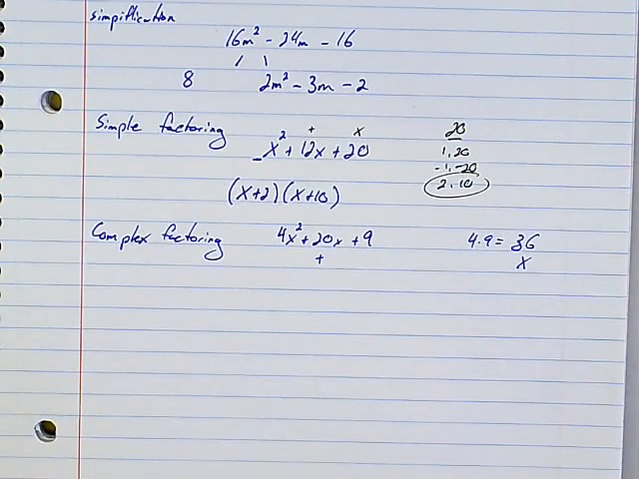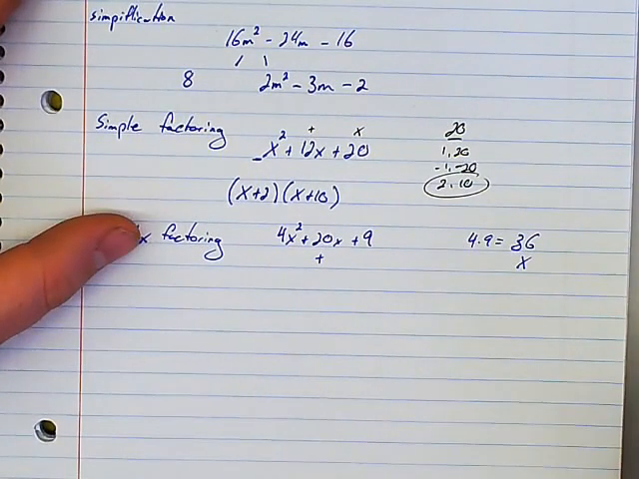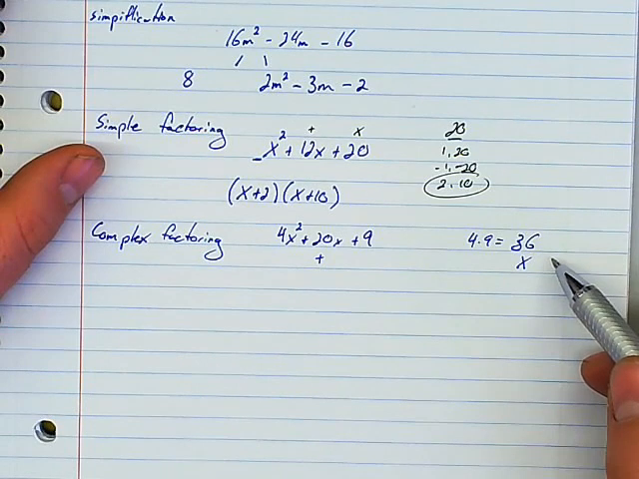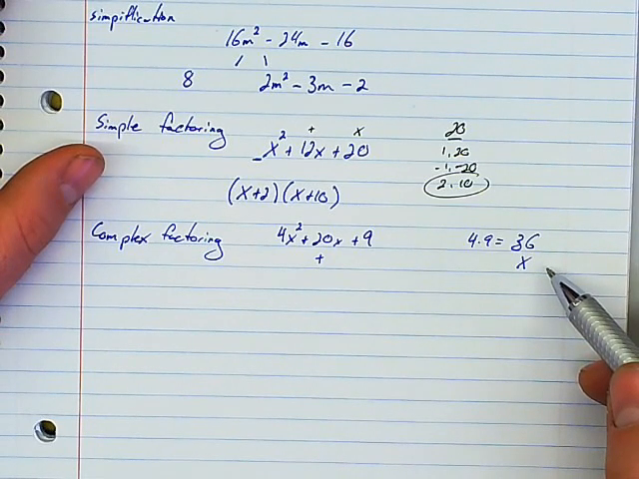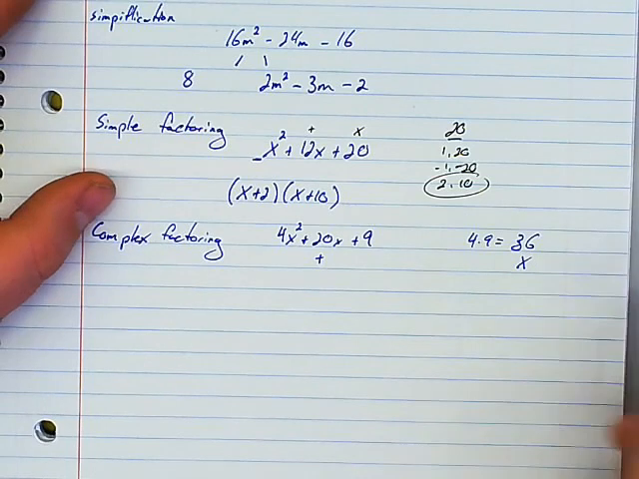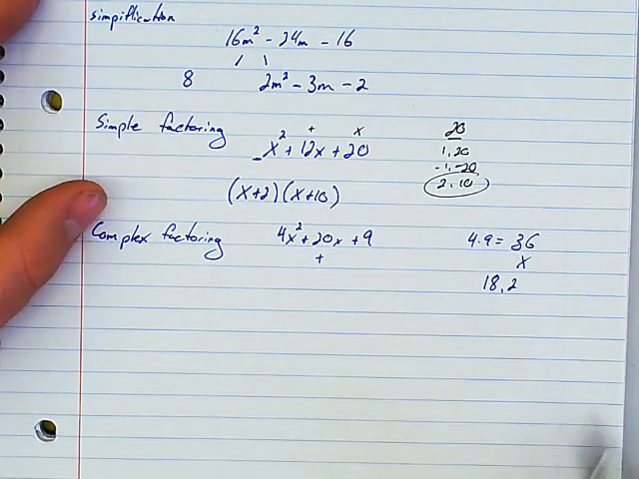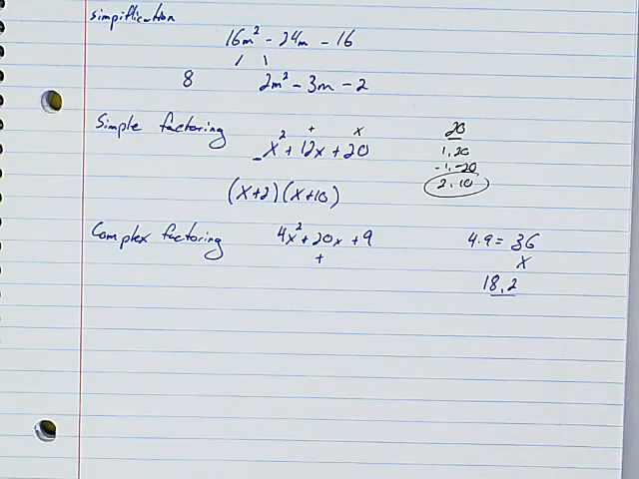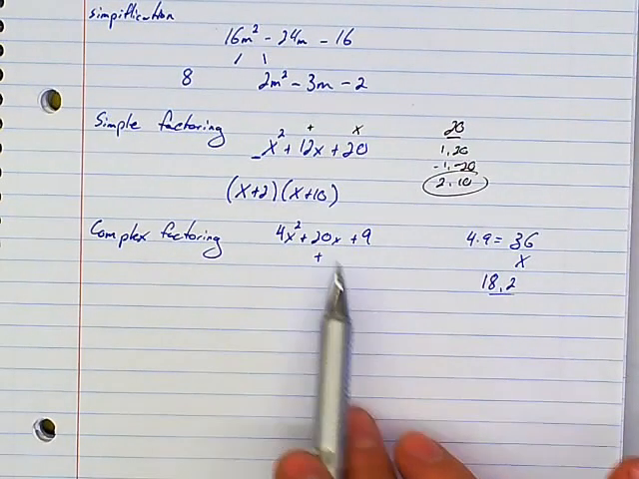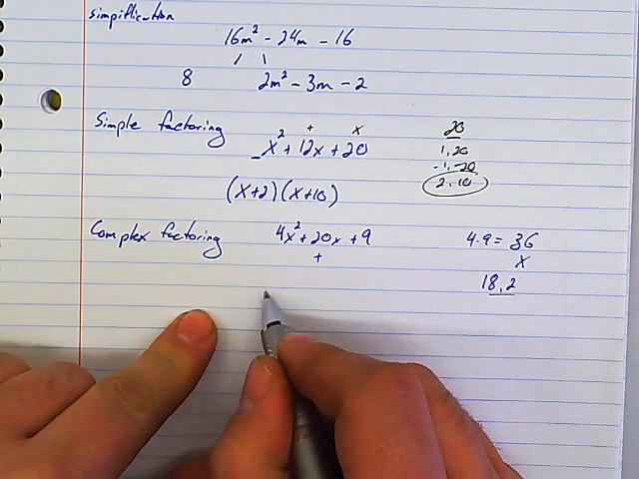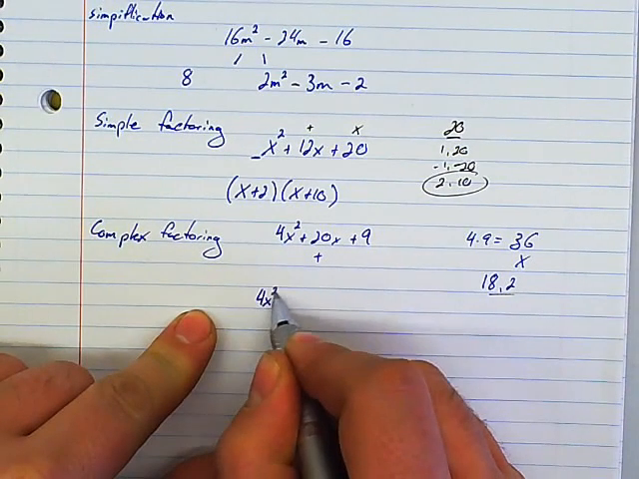Okay. Now we have to do the same thing. Think of which multiples multiply to 36, but add up to 20. So go through all your multiples. In our case here, 1 and 36, 2 and 18. 18 and 2, I think works. Yeah. 18 and 2.